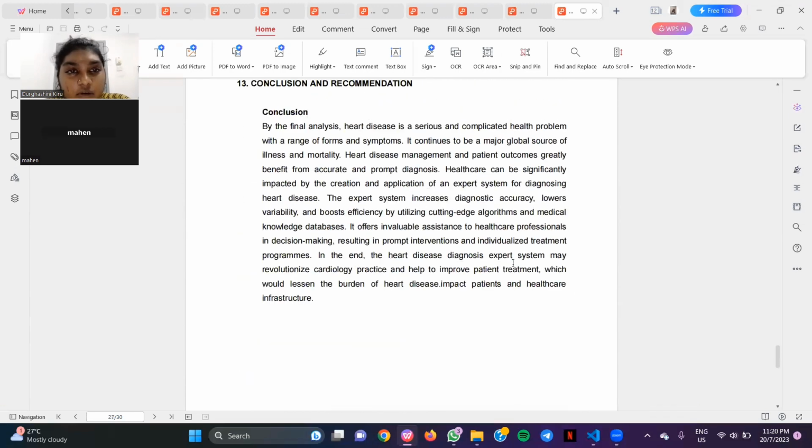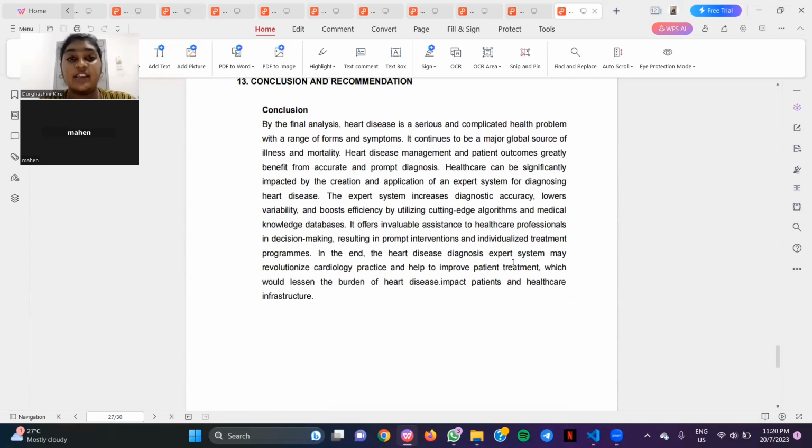And this is our conclusion. Our conclusion, after finally having the analysis, is that this is a very serious and complicated heart problem which has a wide range of forms and symptoms. This expert system will increase diagnosis accuracy, lower variability, and boost efficiency by utilizing cutting-edge algorithms and the medical knowledge database. It also offers invaluable assistance to healthcare professionals in decision-making, resulting in improved interventions and individualized treatment programs.